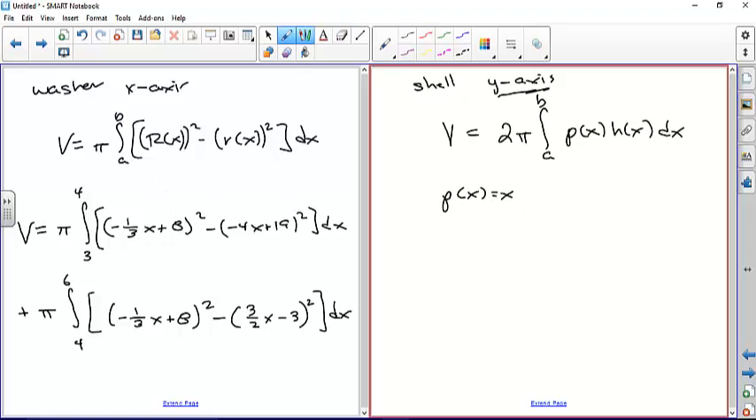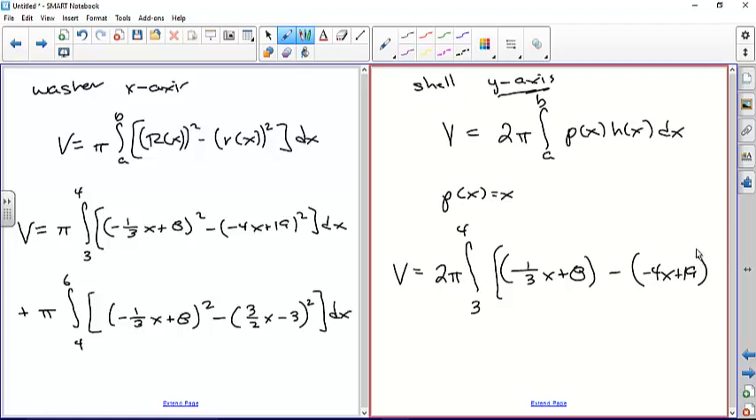But remember, I think most people did remember, once you've got one of the integrals, you can get the other one easily. So the thing you change is pi goes to 2 pi. We still integrate from 3 to 4. We still have the upper curve the same, but we don't square it. And you subtract the lower curve, meaning closer to the x-axis. You don't square it. We multiply by p of x, which is x, and we multiply dx on the other side.